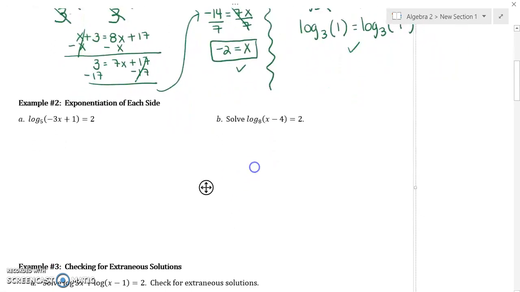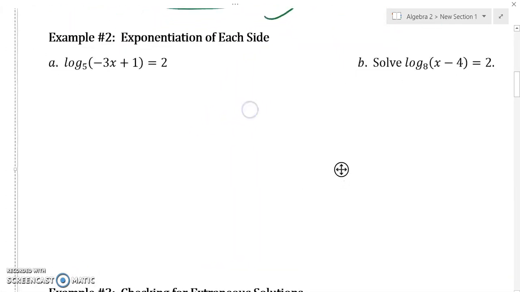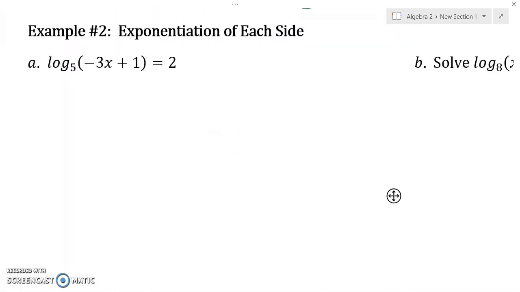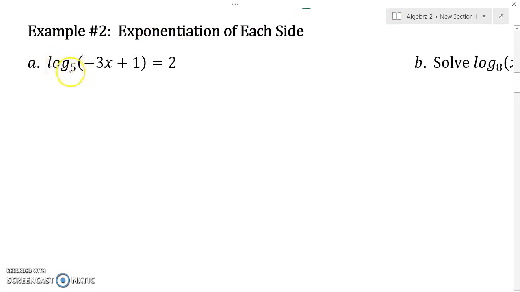It says exponentiation of each side. So what this means is, and that's actually what I did on example 1, it's just that both of the logs ended up canceling. Here, there's only one log on the left side. And so my initial response is get the log alone, which this log is alone. And then my other response is get rid of the log.